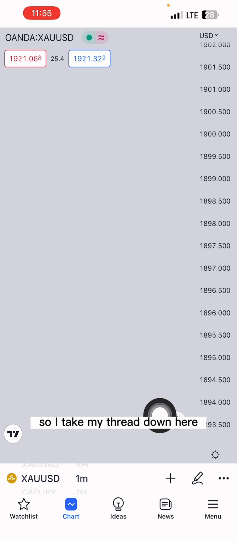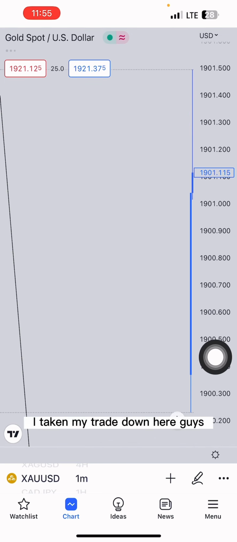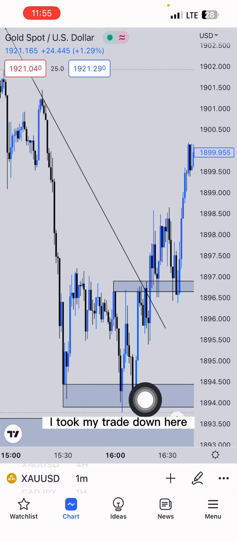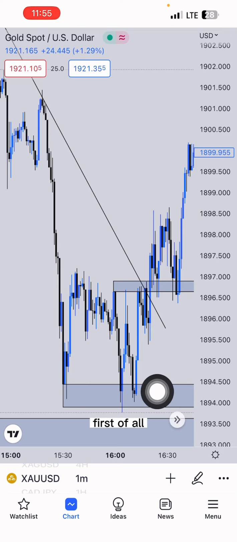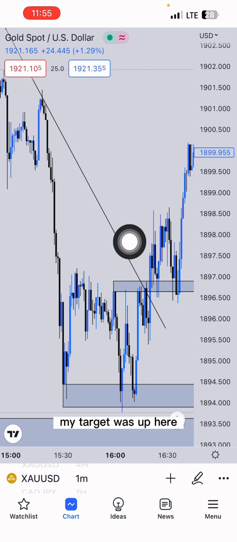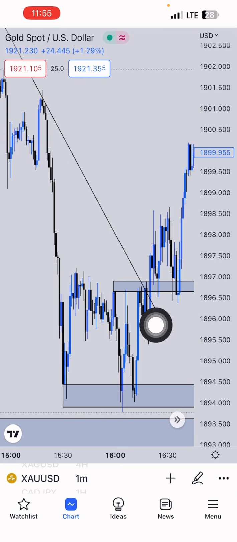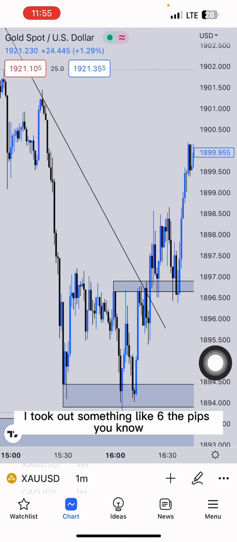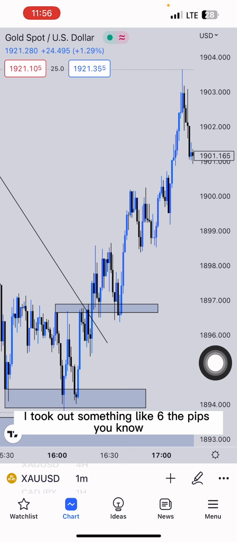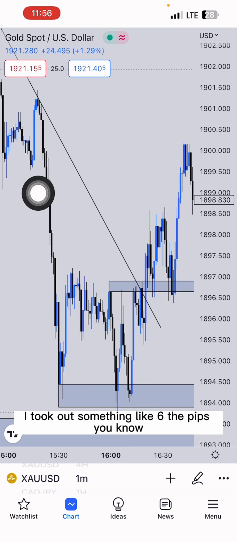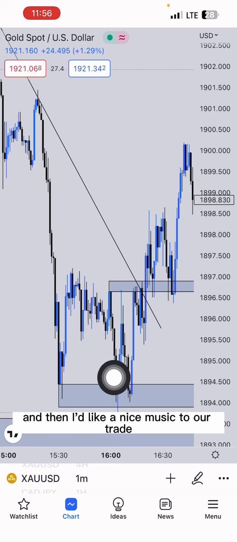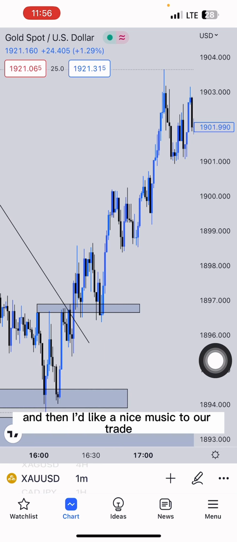So I had taken my trade down here. You can see I took my trade down here, and my first target was up here at this level right here. So I took my target out here, and I was out of the market with a risk-free trade. I took out something like 60 pips, you know, from down here to here, and then I had a nice 3 to 1 reward trade, guys.